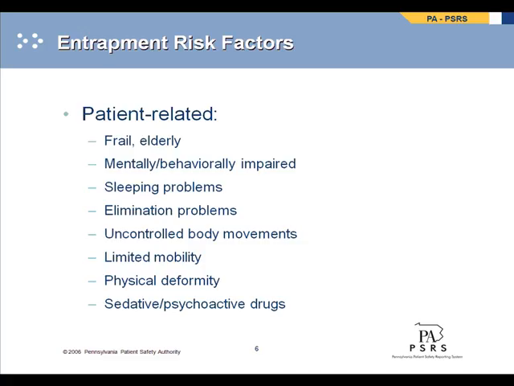Incontinent patients or those with acute urinary retention or fecal impaction may attempt to leave the bed in order to toilet. Patients with limited mobility, uncontrolled body movements, or a physical deformity may also be at risk because they may be physically unable to extract themselves from the bed system. Those taking sedative or psychoactive drugs may be unaware of entrapment when it occurs.